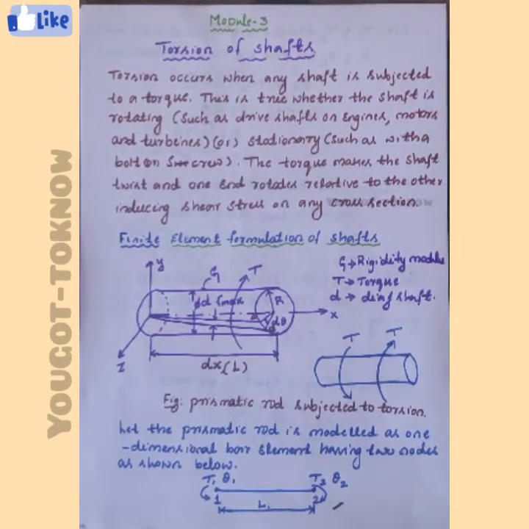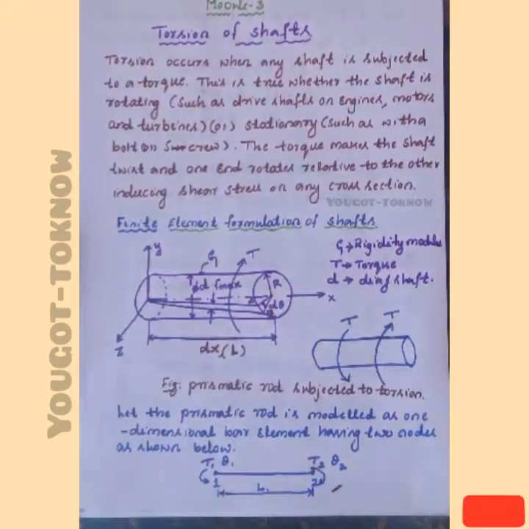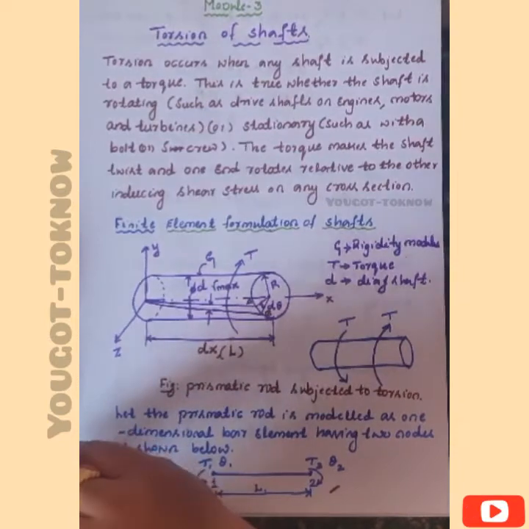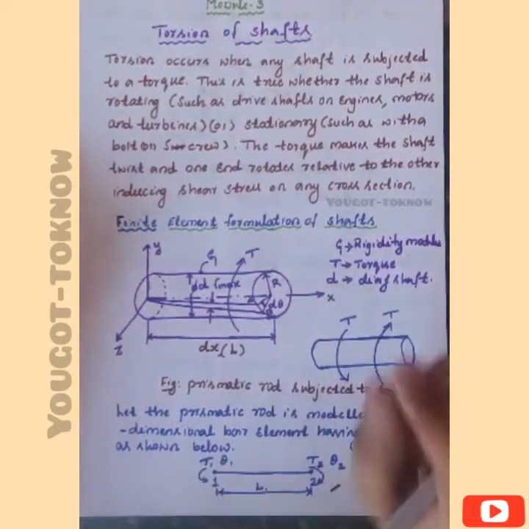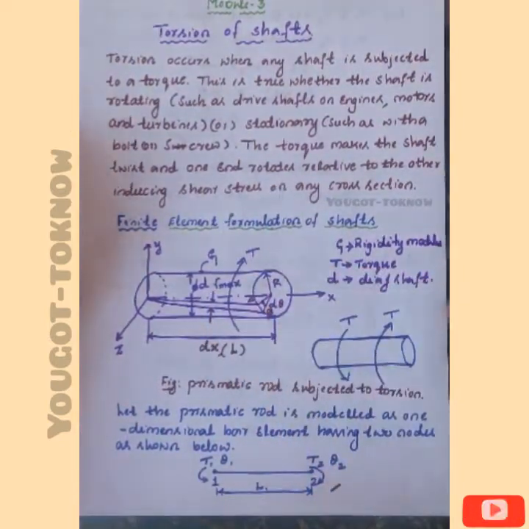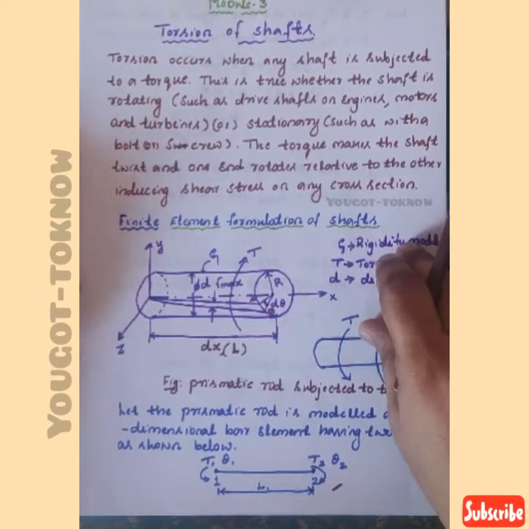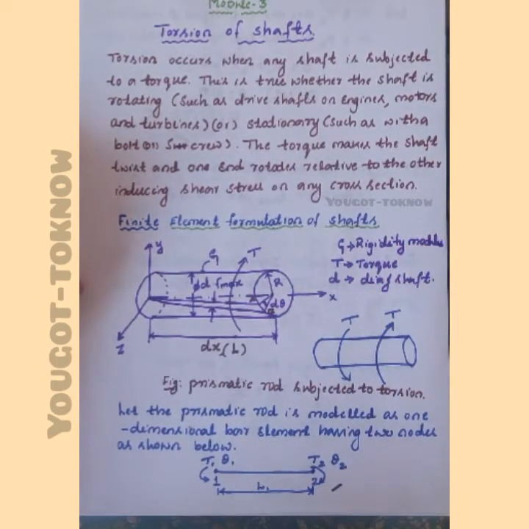Good morning guys. Today we are going to start a new topic in module 3, torsion of shafts. You have already briefly studied what is meant by torsion. I am just going with a small definition. What is torsion? Torsion occurs when any shaft is subjected to a torque. This is true whether the shaft is rotating or stationary. Both cases are possible, because sometimes it is stationary, sometimes it is rotating.